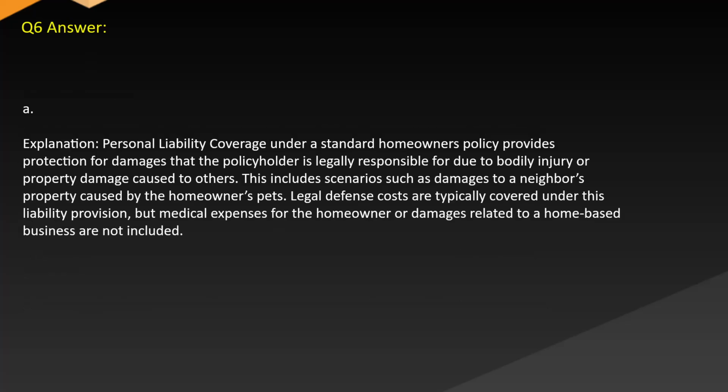Answer A. Explanation. Personal liability coverage under a standard homeowners policy provides protection for damages that the policyholder is legally responsible for due to bodily injury or property damage caused to others. This includes scenarios such as damages to a neighbor's property caused by the homeowner's pets. Legal defense costs are typically covered under this liability provision, but medical expenses for the homeowner or damages related to a home-based business are not included.